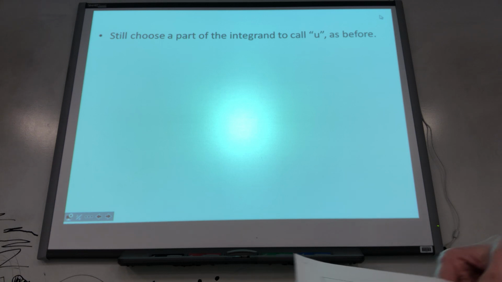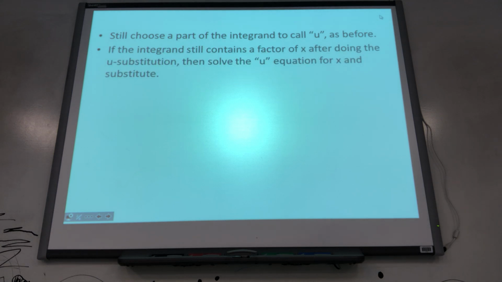It says, still choose a part of the integrand to call U, as before. And when I say as before, I'm referring back to how we always let it equal the part in the parentheses or under a radical. That part is still the same with the change of variable. But then here comes sort of the new part.